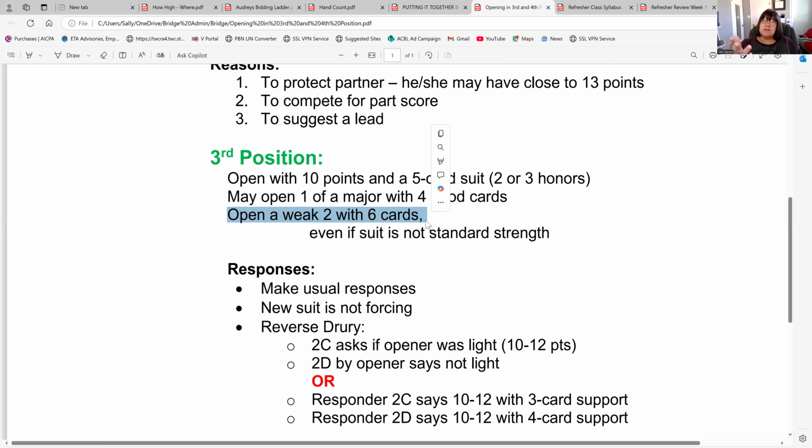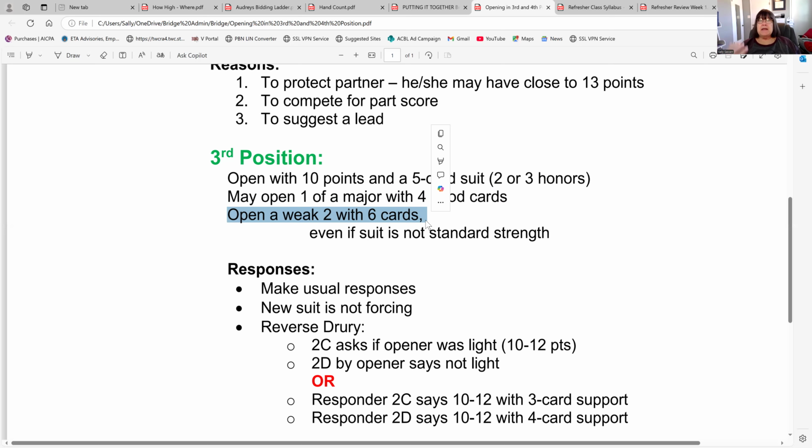But in third position, you're not promising much. In third position, you can open weak with just 6 cards in the suit. It doesn't have to be the standard strength. You don't have to have the honors that you need to have otherwise.